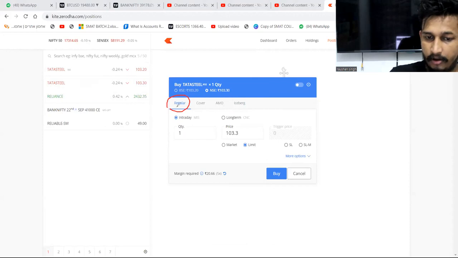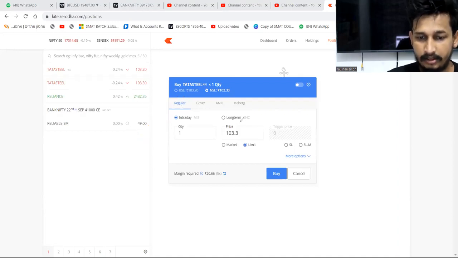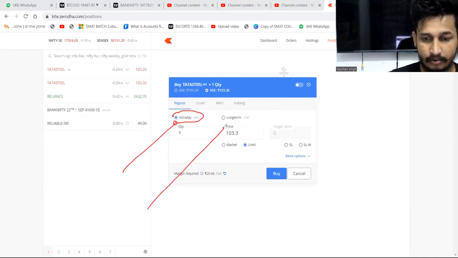So we always have to place the orders, whatever we want to buy or sell the stocks, only in the regular one. Here there is something called intraday, which you already know. If I want to do intraday, I have to select this one. If I want to go for short term or long term, I have to select this option.